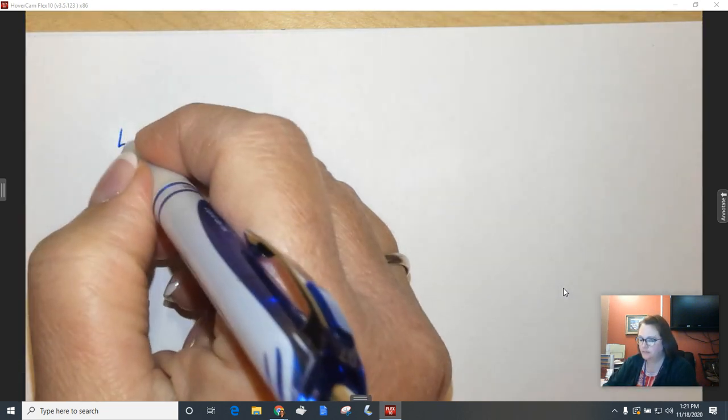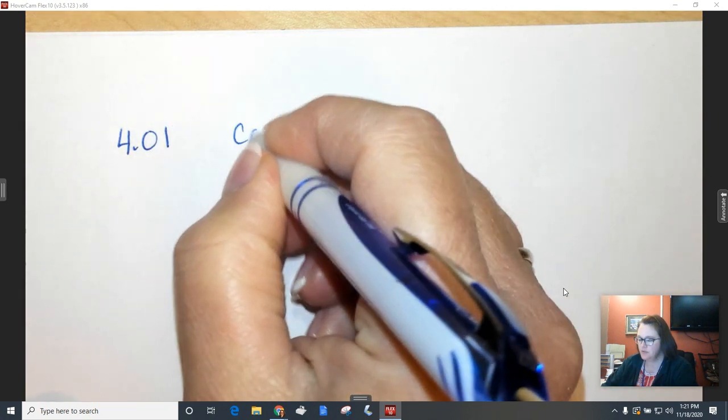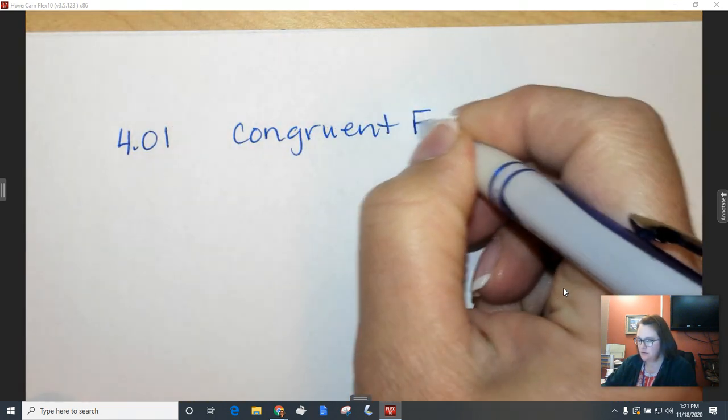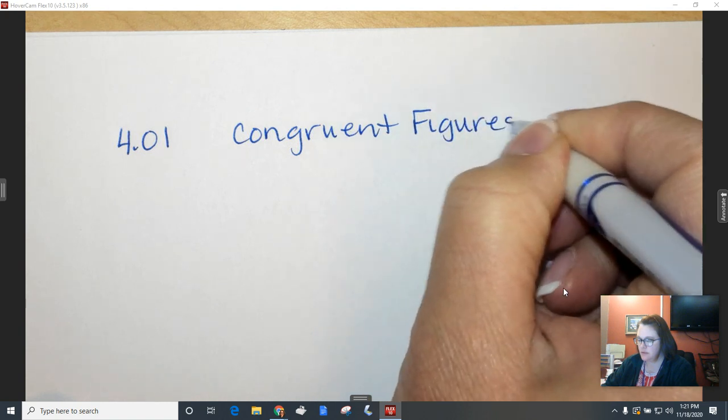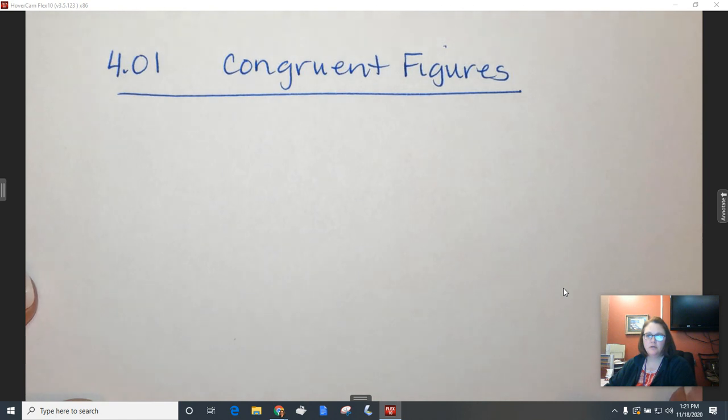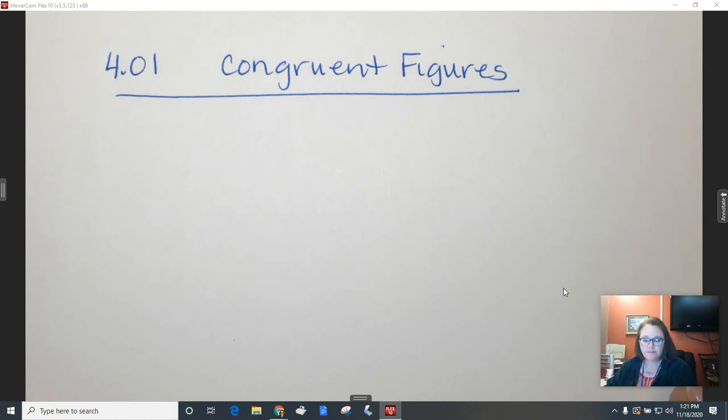Today's lesson is 4.01, Congruent Figures. And we know what congruent means, things that are the same. Figures is going to refer to polygons, two-dimensional closed figures made up of three or more straight sides.